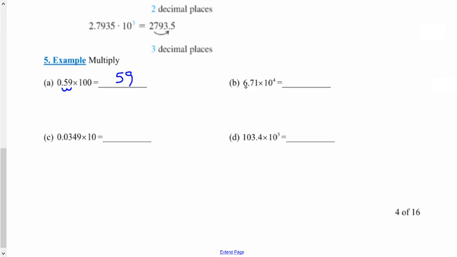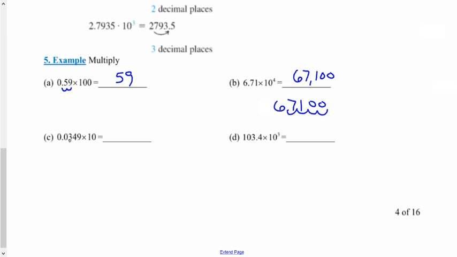Okay. 6.71 times 10 to the 4th. What we've got to do here is move it 4 places. So I'm going to do 6, 7, 1, and I've got to go 1, 2, 3, 4. So it's got to come all the way over to there. So this I'm actually going to move down here so that we can write our true answer up here. And that will get us 67,100 for the answer to that.